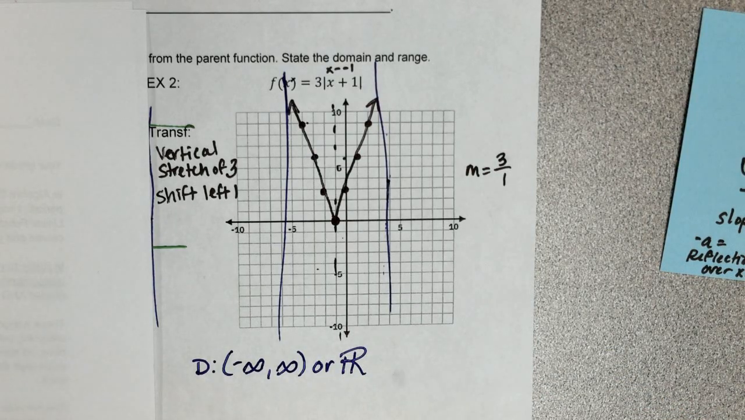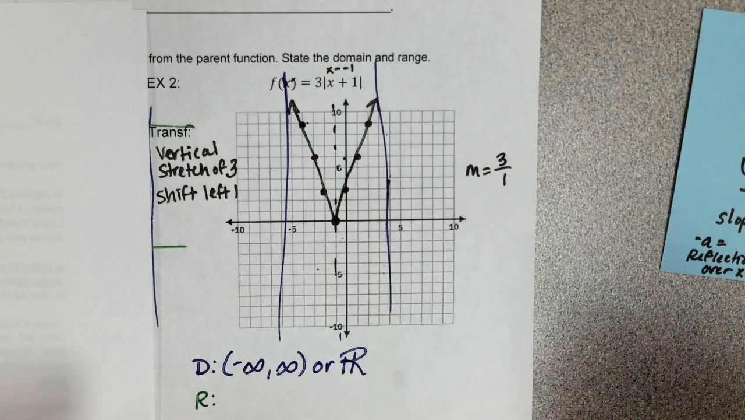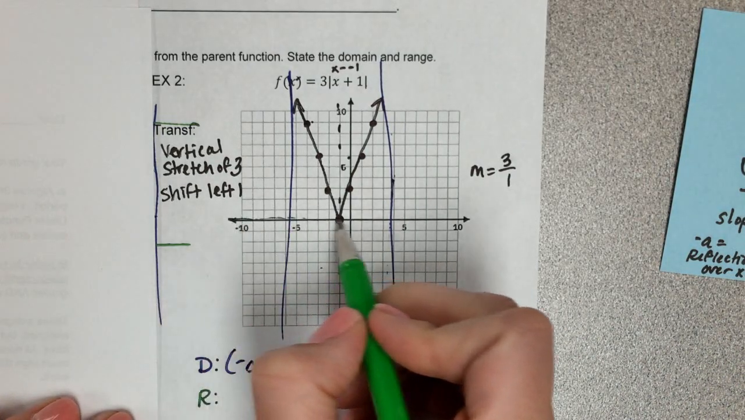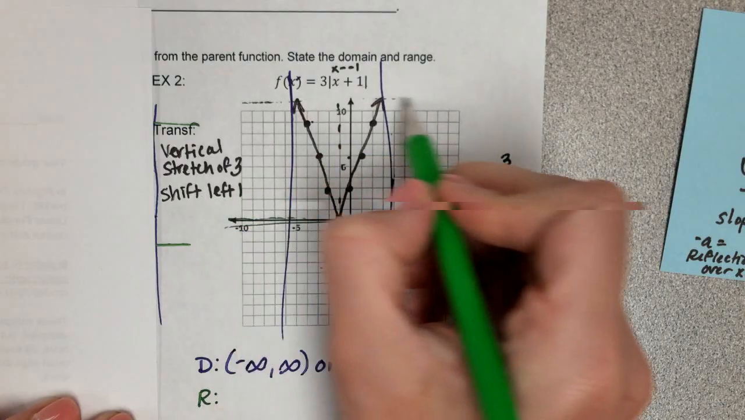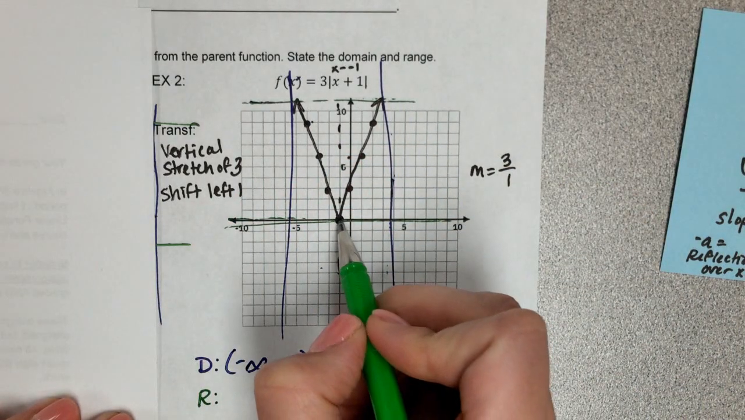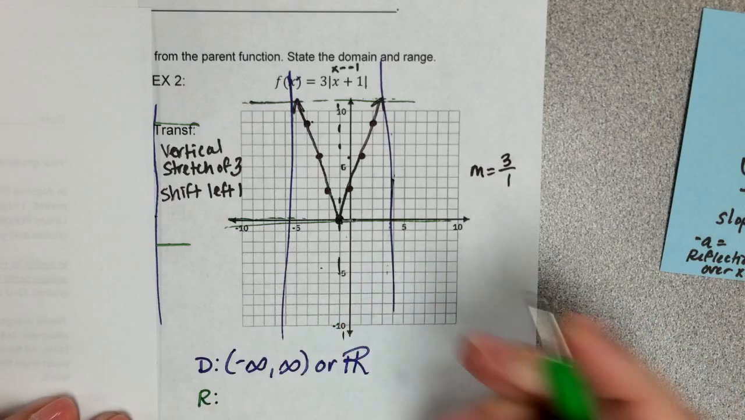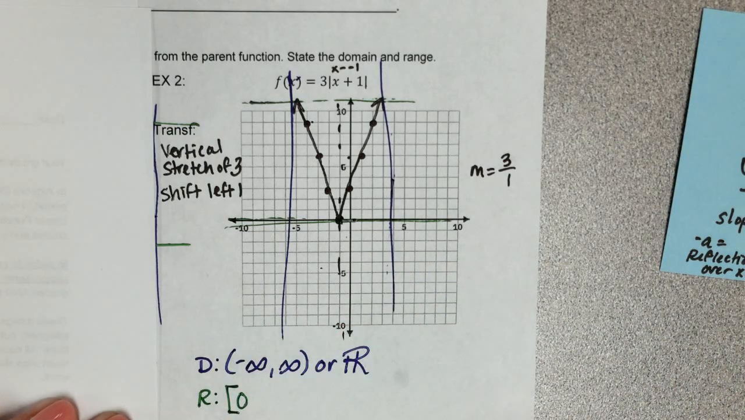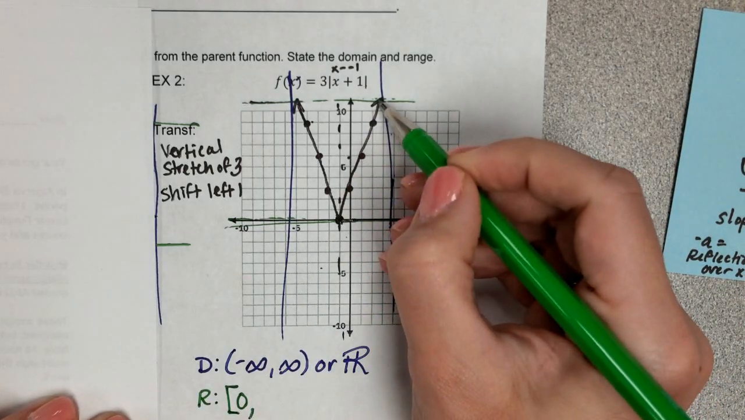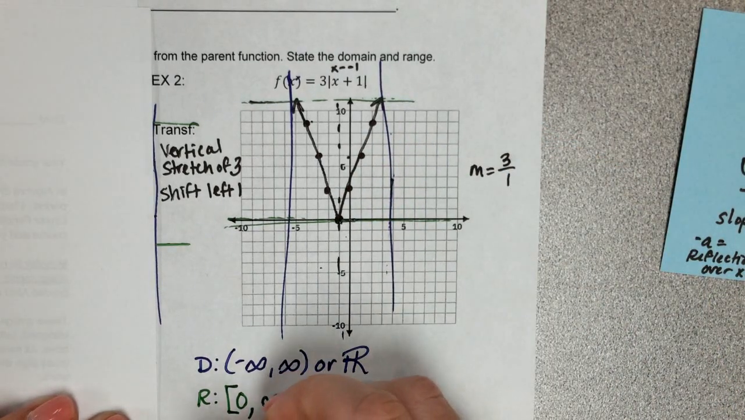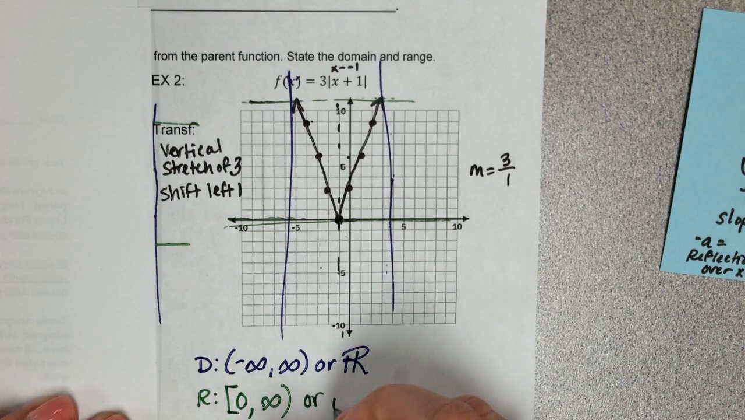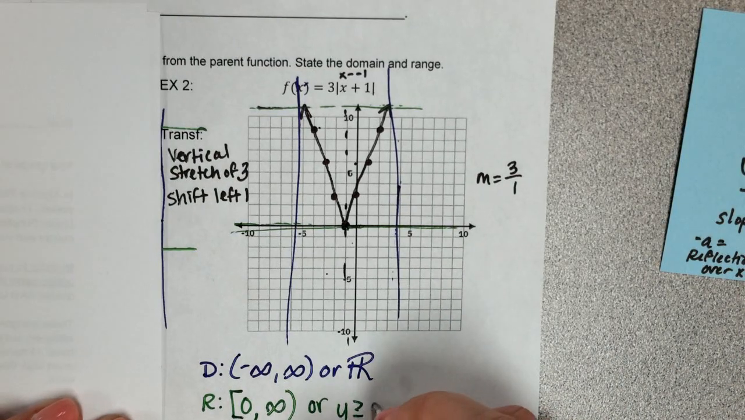Okay, to get the range, that's bottom to top. So I box in my graph from the bottom to the top. The bottom is right here. What is that y value? That y value here is 0. So there's a point there, so it gets a bracket, 0, up to, and I hit an arrow, and that arrow is pointing up, so that would be infinity. Or we can say y is greater than or equal to 0.